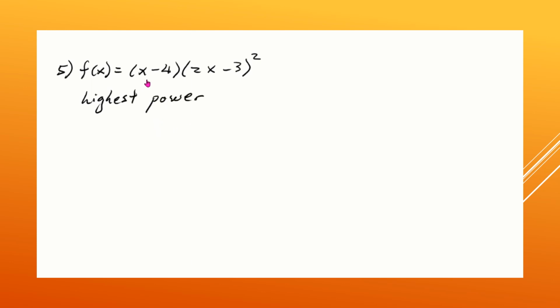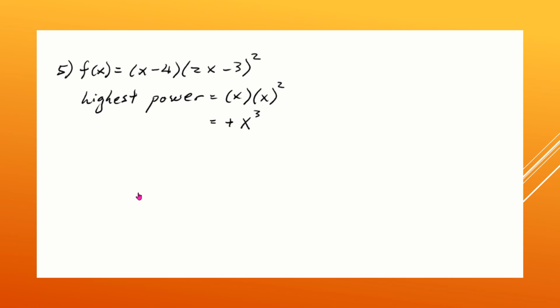Now we go to the next example. F of x equals (x minus 4) multiply (2x minus 3) power 2. First, we try to find the highest power of the polynomial function. For the first factor, it is x. For the second factor, it is x power 2. So the total power is positive x power 3.